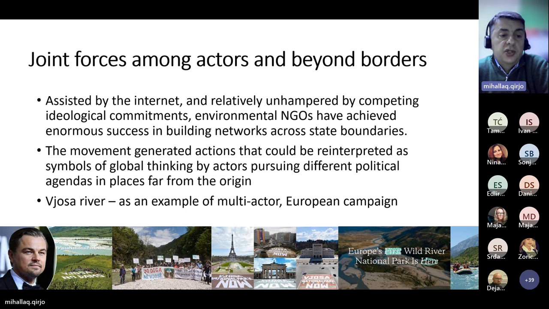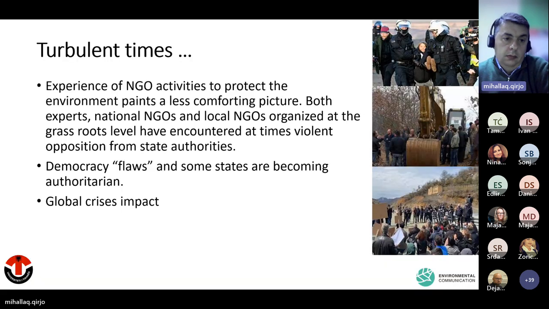And again, probably you have mentioned it before, Vjosa River and some other rivers in the Balkans. But Vjosa became a hit, as it was mentioned, from famous people around the globe, from various activists around the capitals of Europe, until the government of Albania decided to declare it a national park. So it was a success, I do really believe, because of the joint forces in the Balkans and in Europe at all levels, civil society, politicians, that managed to achieve what was the goal.